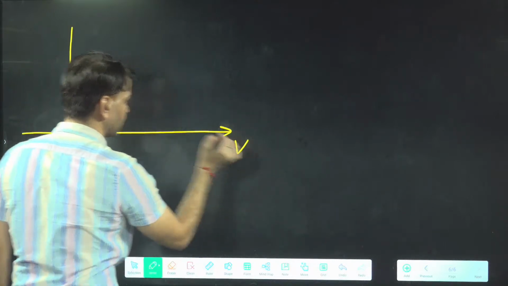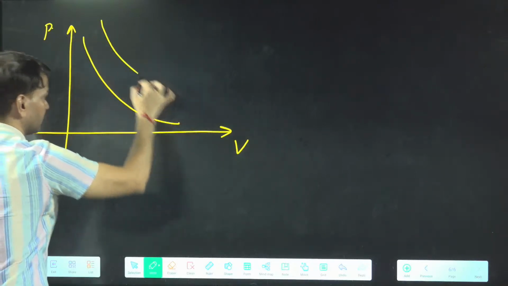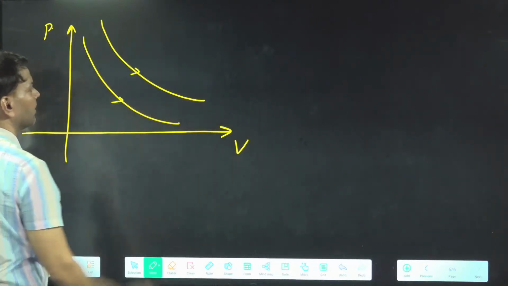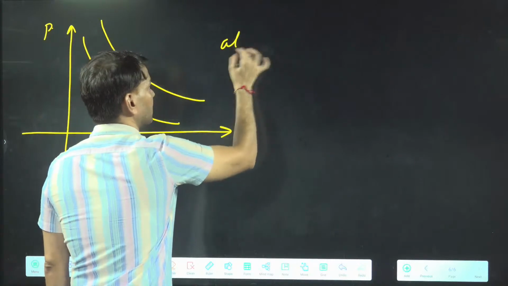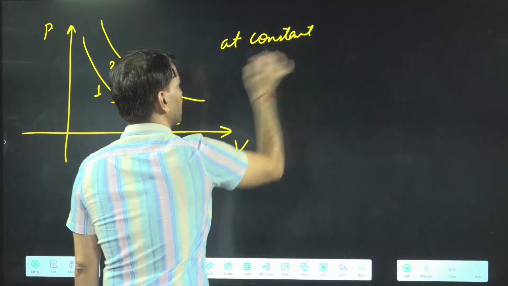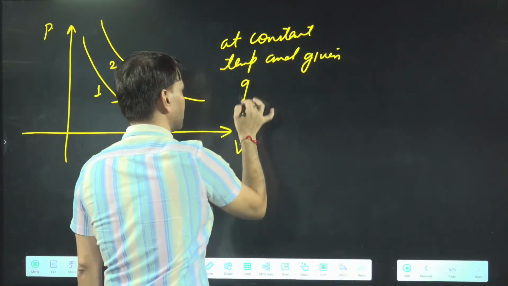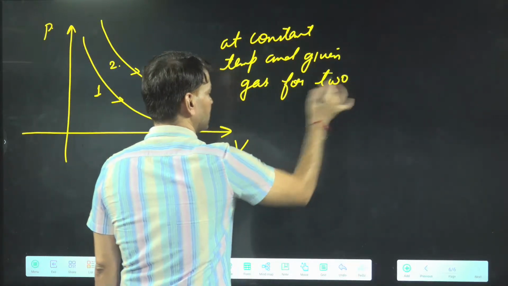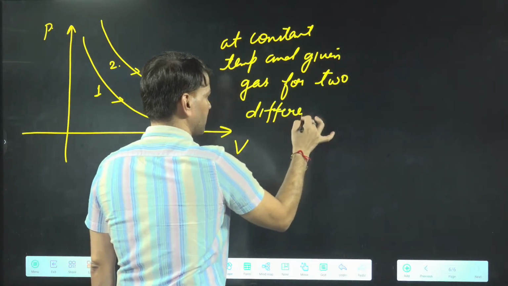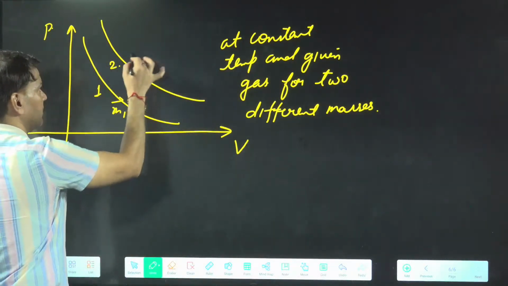Now another type of problem in the graph. Suppose this is V, this is P, and I have given two isothermal curves, 1 and 2, at constant temperature, for a gas of two different masses. Suppose here the mass I am taking is M1 and here the mass is M2.